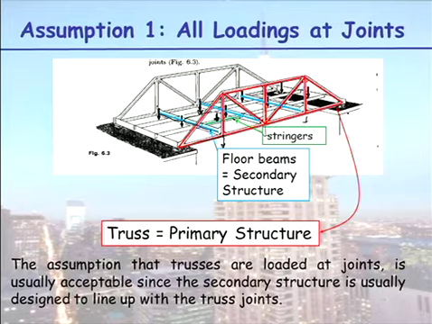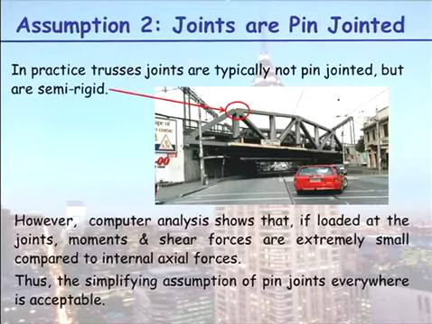So thus the assumption that trusses are loaded at joints is usually acceptable, since the secondary structure is usually designed to line up with the truss joints. Now our second assumption, that joints are pinned. Have a look at this railway bridge, Punt Road. That is not a pinned joint. There is no way I could prove that was a pinned joint to you.